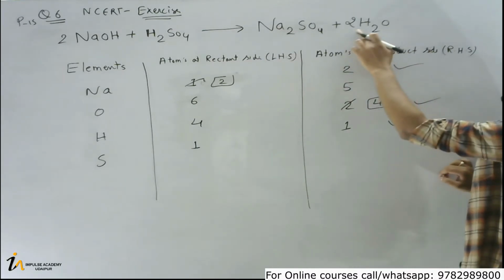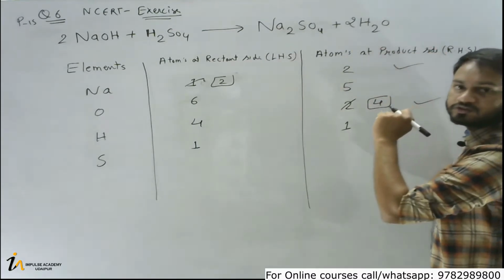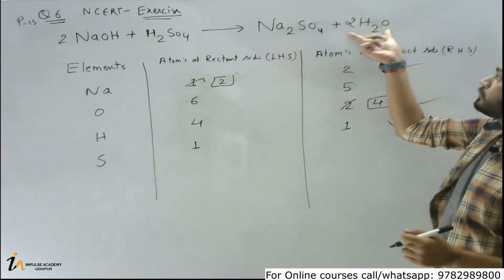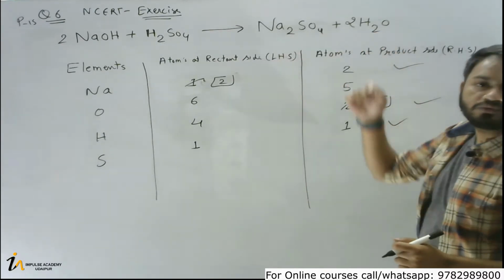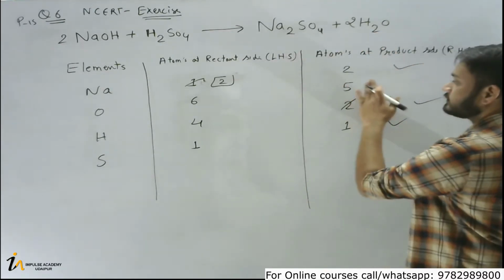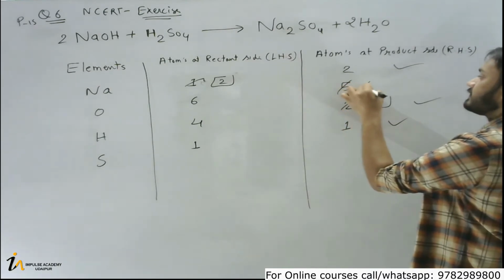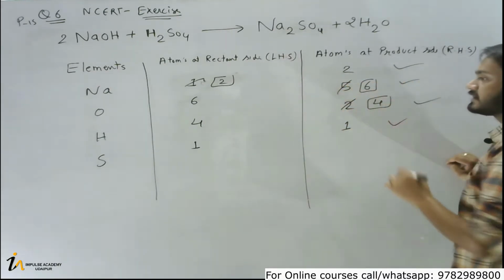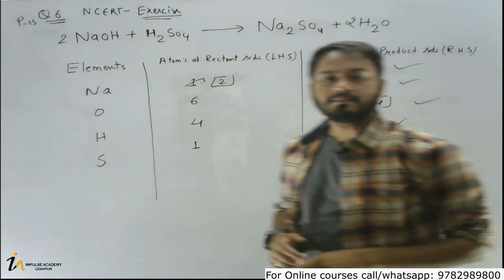Because of this multiplication, oxygen also changes. What is the oxygen number? Here it is 2. So 2 plus 4 is equal to 6. So we'll write here 6 directly. So cut the 5 and write the 6. So this is how we balance the chemical equations.